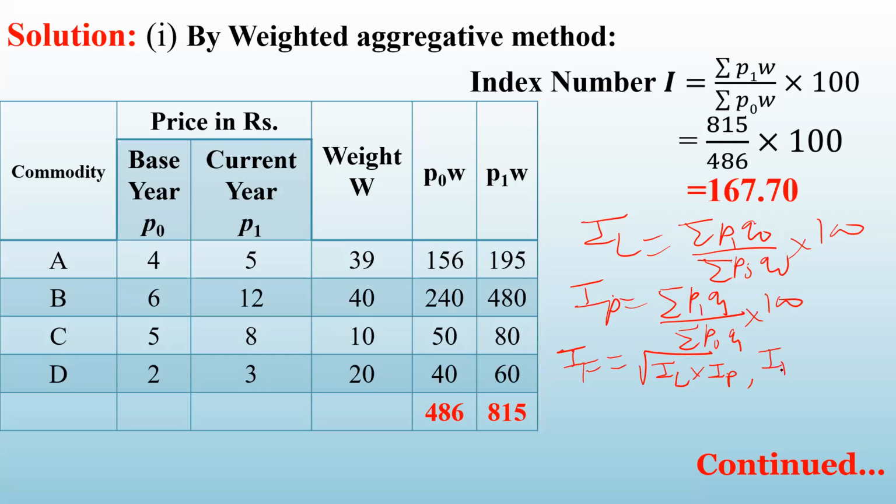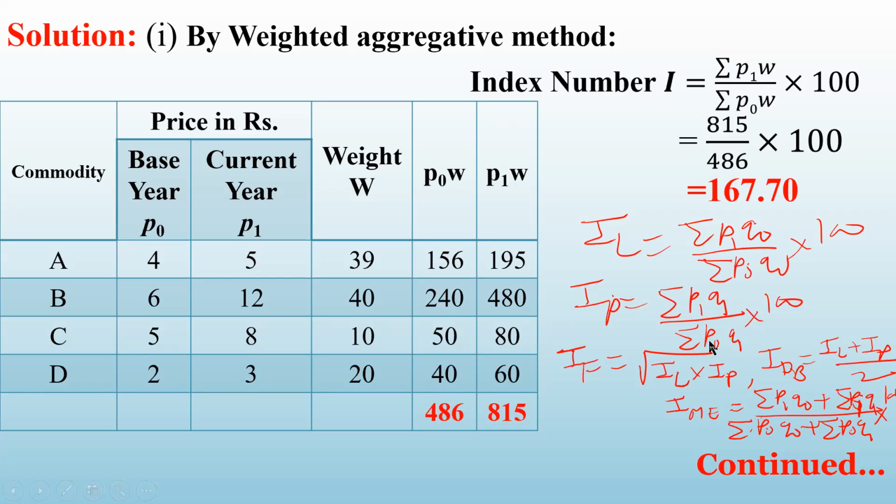Then we have seen what is Drobisch-Bowley. Drobisch-Bowley is the arithmetic mean of IL and IP, so you add them and divide by 2. Then you have Marshall-Edgeworth, IME. IME is what? You add the numerators of IL and IP, that is summation P1Q0 plus summation P1Q1, divided by summation P0Q0 plus summation P0Q1, multiplied by 100. This is how you get these 5 index numbers.